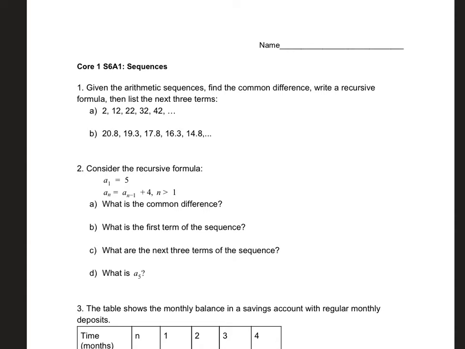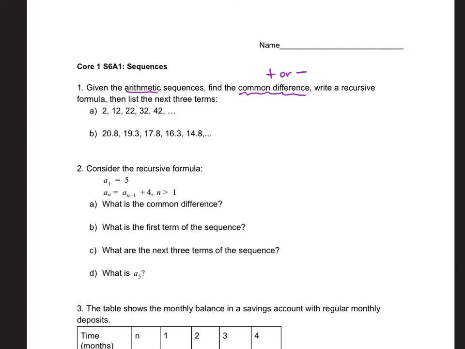We are working on a worksheet today, S6A1, and it's all about sequences. Yesterday you watched a couple of videos regarding recursive sequences, and specifically we are focusing on arithmetic sequences. What does arithmetic mean, you might be asking yourself? An arithmetic sequence means that we consistently add a number from one term to the next. That number that we add is called the common difference. And this could be a positive number or it could be a negative number.